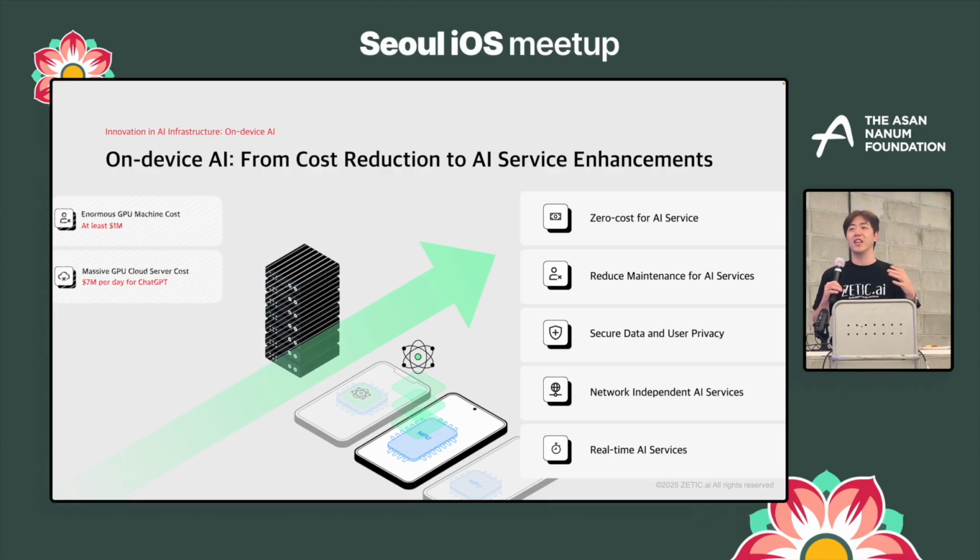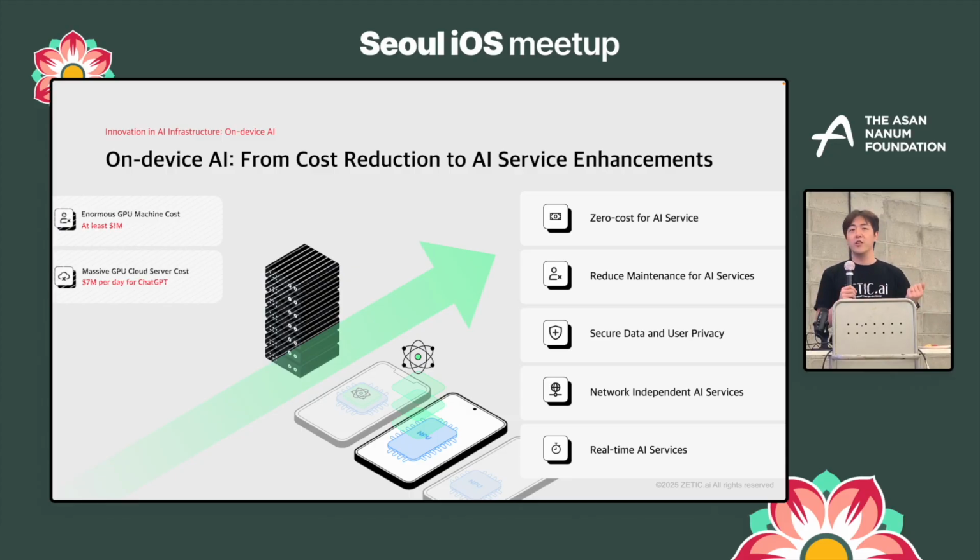I usually say that AI companies are bleeding for making AI services, because they don't care about the money itself, right? For AI services, they are spending huge money on the GPU-class server and huge money on the data center. In this background, on-device AI came out to the world.